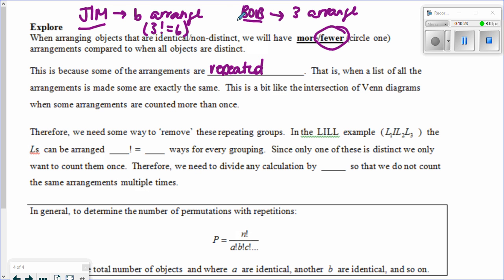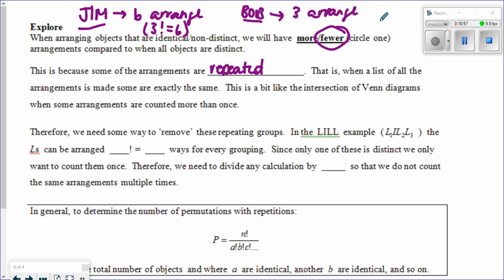So we could find 6 ways to arrange BOB, but we wouldn't be able to tell the difference between BOB and BOB. So again, with those identical objects, we can't tell the difference between a particular arrangement. So it says that when a list of all the arrangements is made, some are exactly the same. This is a bit like the intersection of Venn diagrams when some arrangements are counted more than once. So it says, therefore, we need some way to remove these repeating groups.